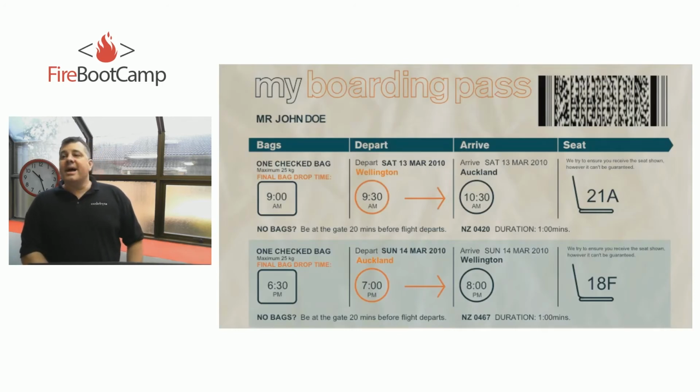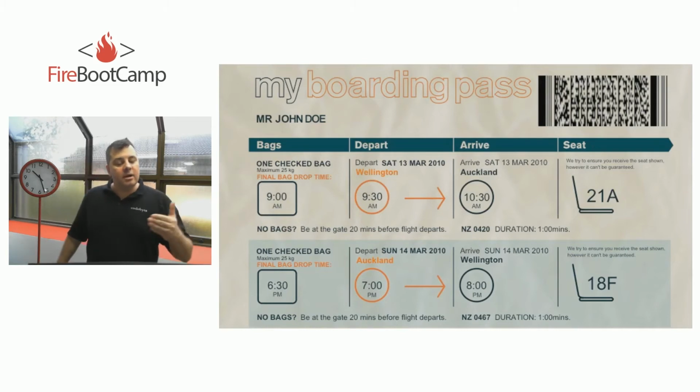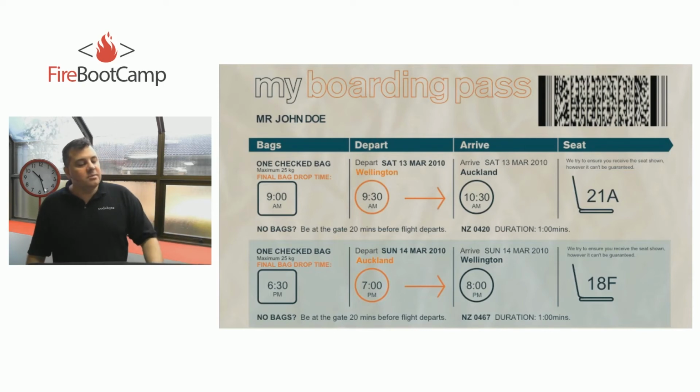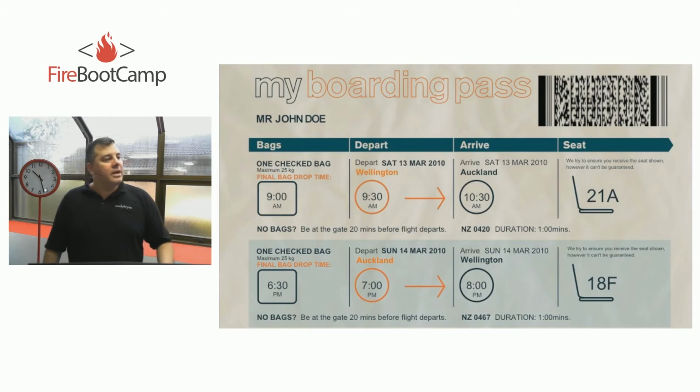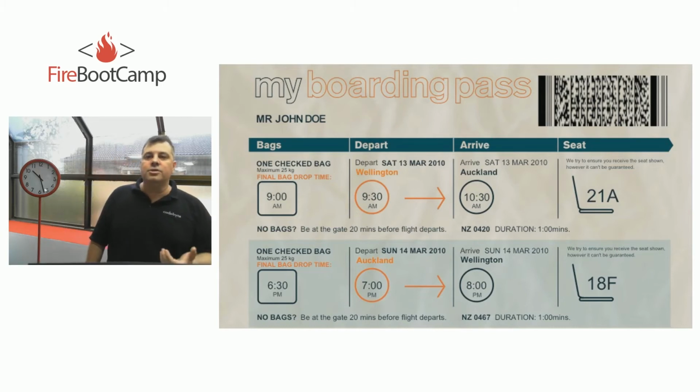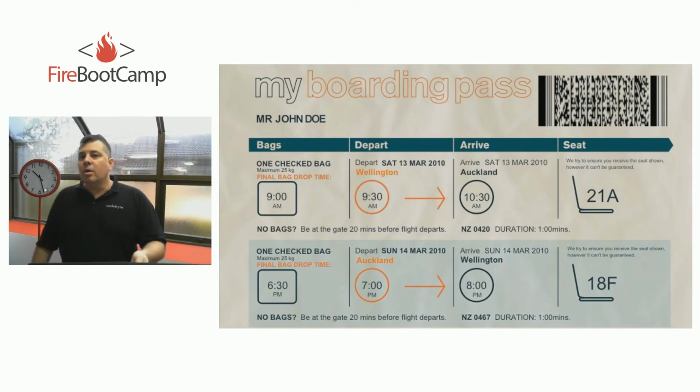So your boarding pass is a signal card too. This is a Kanban card, really, because it shows you when you need to be where. Hey, you have a checked bag, your final bag drop time is this. This is where you're departing, where you're arriving, what time, what seat you're in, what time you need to be at the gate. This tells you in one look everything you need to know about your travel. And that is a Kanban board. It's signaling you what to do.